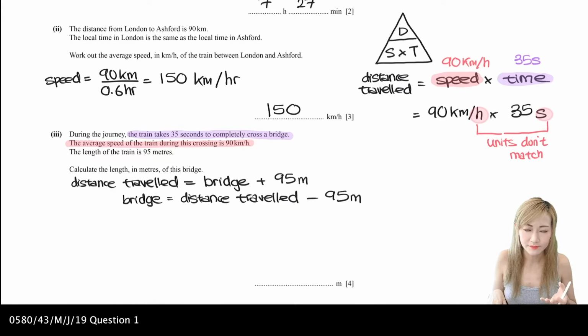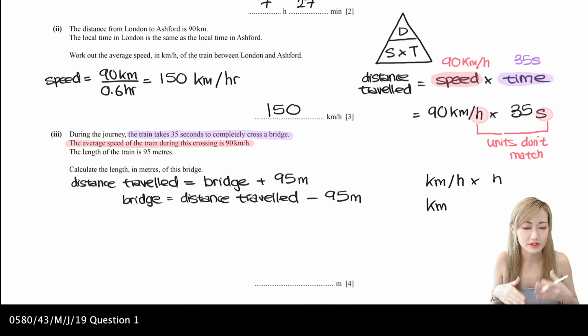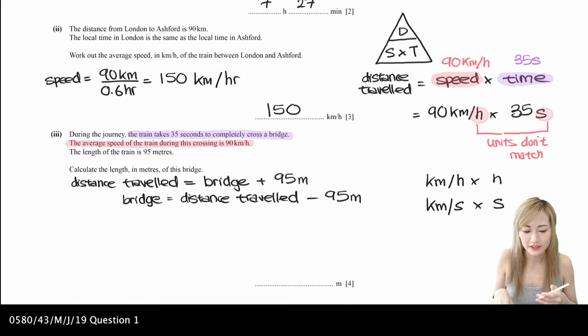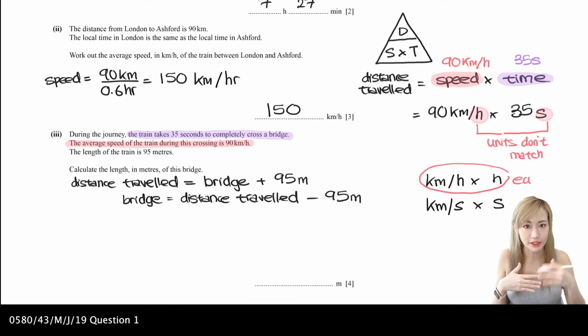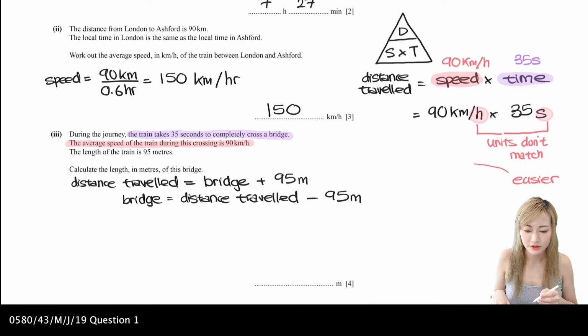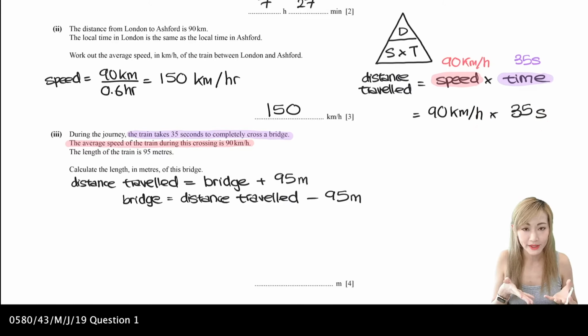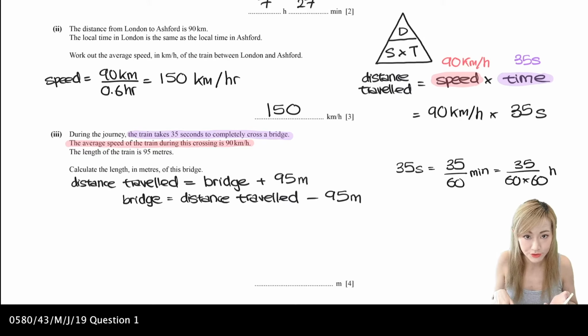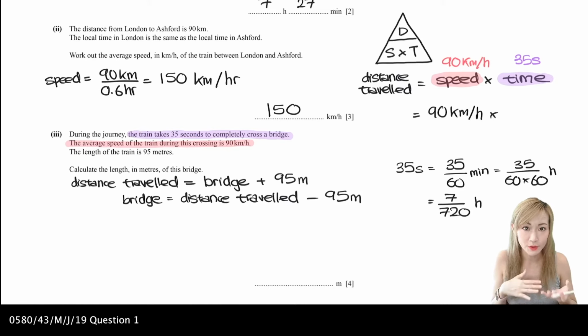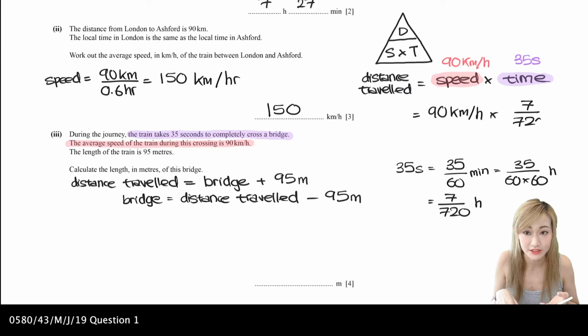So we need to either convert kilometers per hour into kilometers per second, or we can convert seconds into hours. It's a lot easier to convert seconds into hours and then multiply it by kilometers per hour. So that's what we're going to do. So we need to convert 35 seconds into hours. There's 60 minutes in an hour, and there are 60 seconds in a minute. So we need to divide 35 by 60 to get minutes, and then divide it by 60 again to get hours, and that is 7 over 720 hours. So therefore, the distance traveled equals 90 kilometers per hour multiplied by 7 over 720 hours.